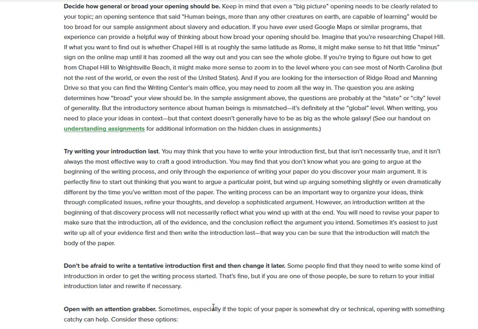Sometimes it's easiest to just write up all your evidence first and then write the introduction last. That way you can be sure that the introduction will match the body of the paper. That's what I was talking about first. Some people want to just write down what they read. In other words, some people write their body paragraphs first. Then they write their introduction and conclusion last.